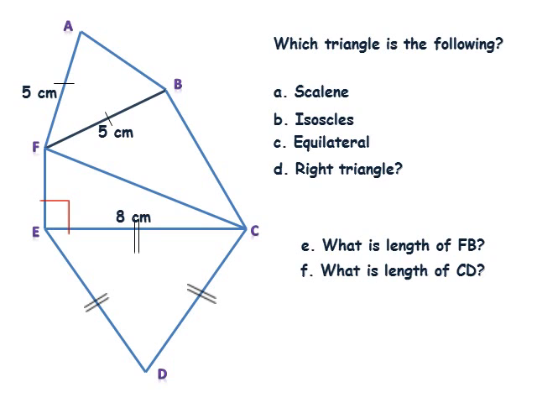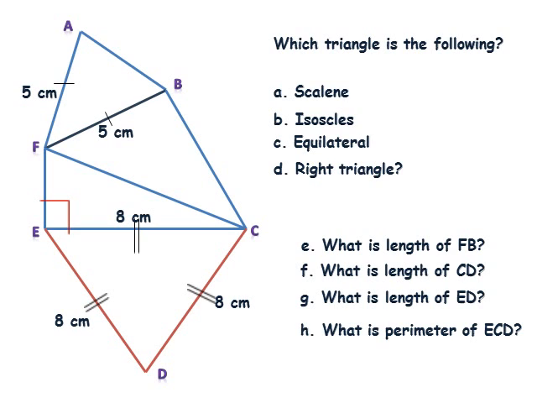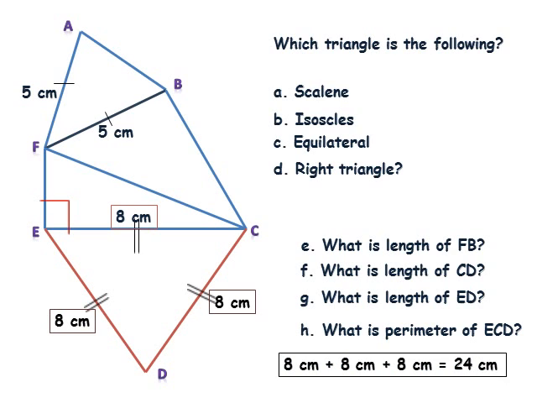Alright, what is the length of CD? CD, as you can see, is equal to EC, and EC is equal to 8. So, therefore, CD is also equal to 8. And what is the length of ED? Again, ED is equal to EC, and that should also be 8. Alright, so what is the perimeter of ECD? ECD is an equilateral triangle, so that is 8 plus 8 plus 8. So that is 24 centimeters.